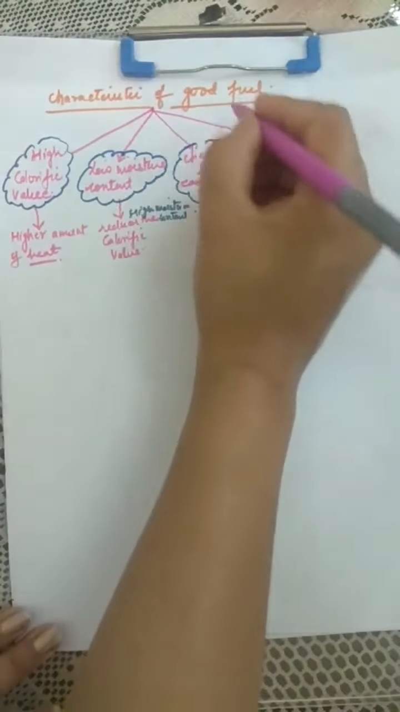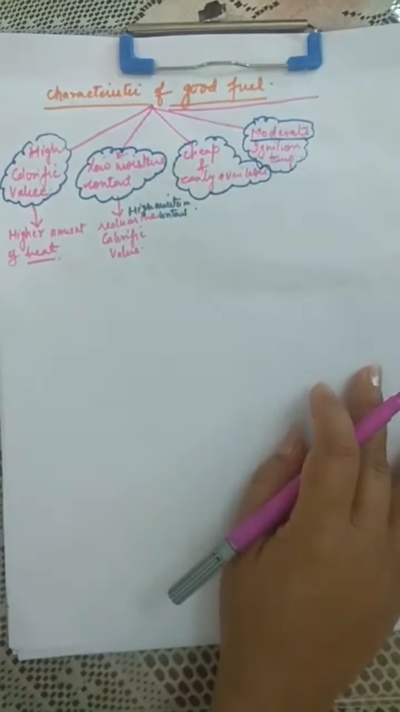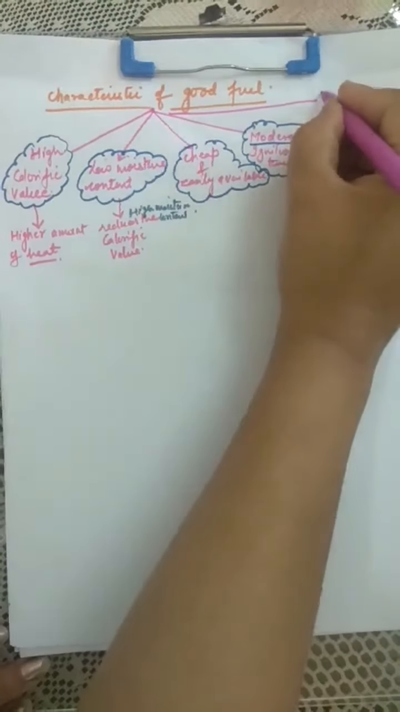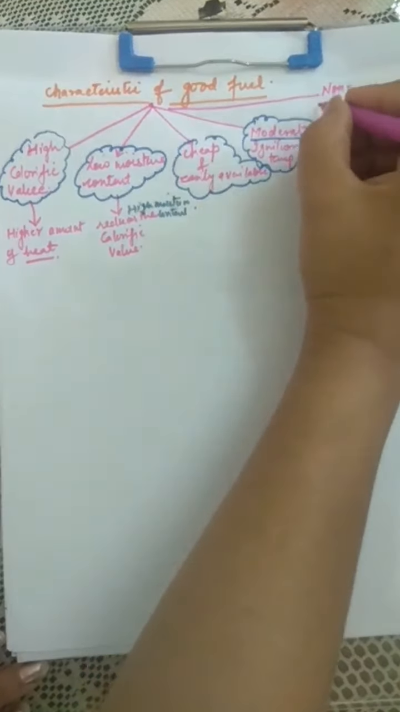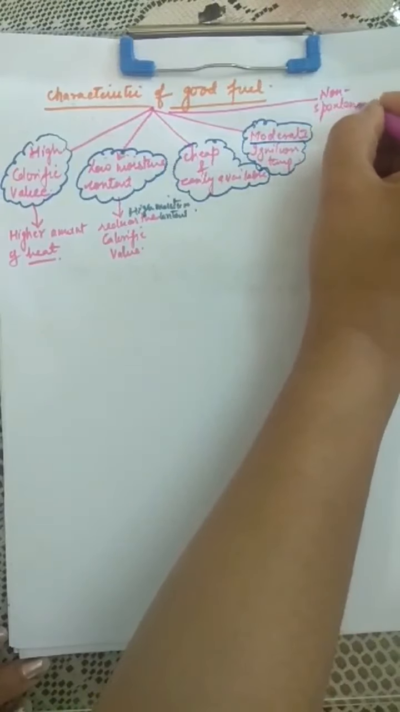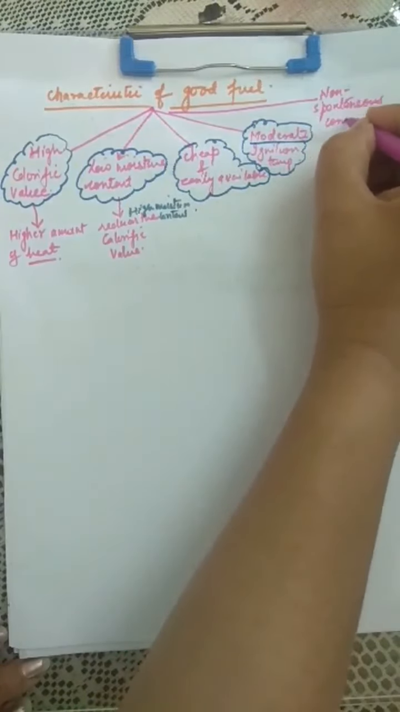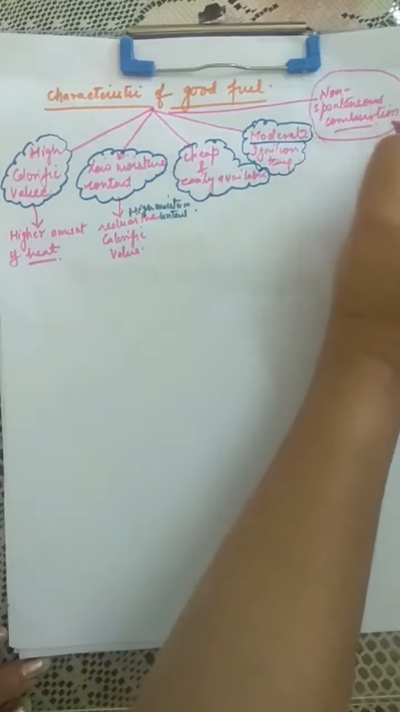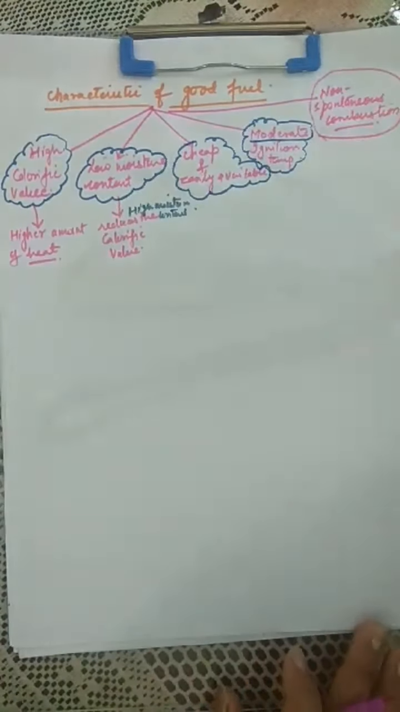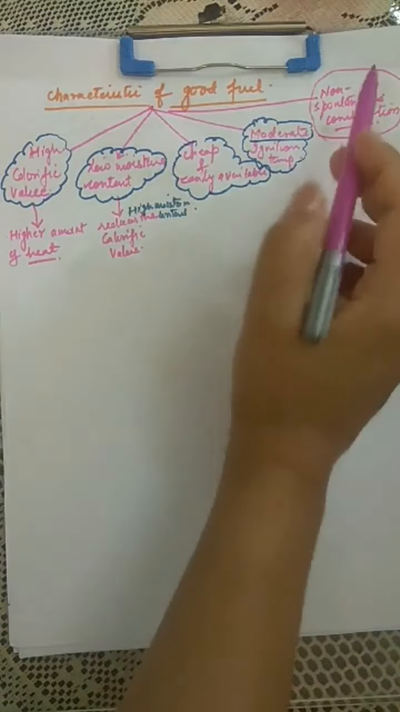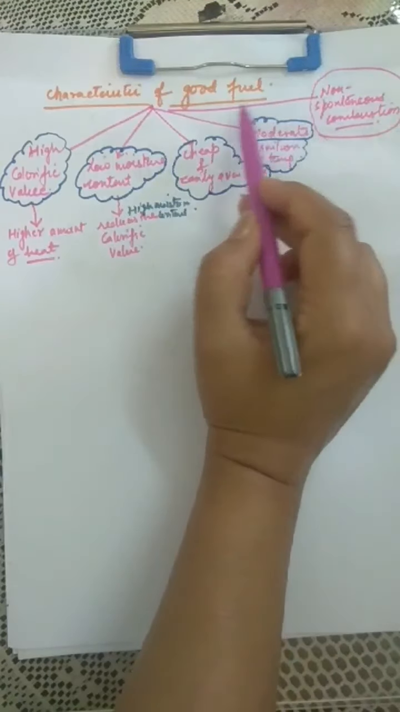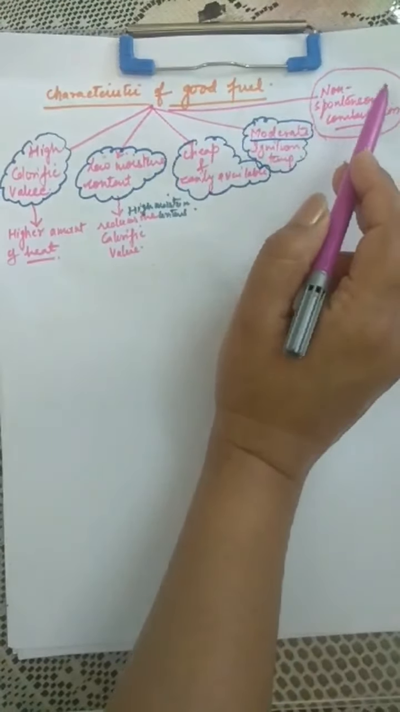Next characteristic is that it should have non-spontaneous combustion. What do you mean by non-spontaneous combustion? Combustion you know, and non-spontaneous means the processes which do not take place on their own. Clear? So those processes are non-spontaneous processes or non-spontaneous combustion. So the combustion of a good fuel should be non-spontaneous.